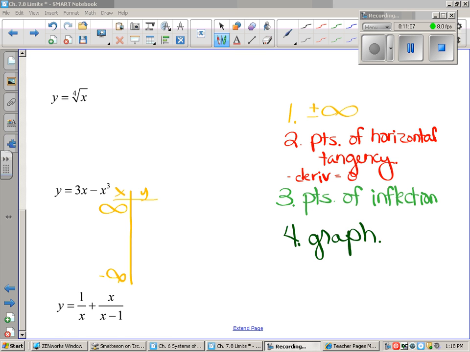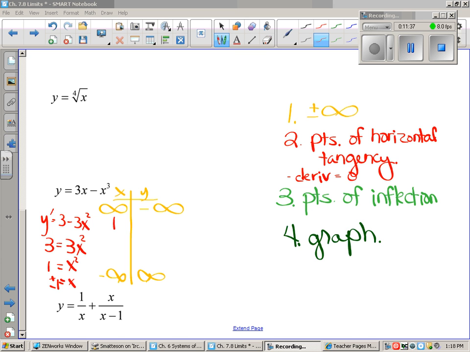If I put infinity in here, I'd have infinity minus infinity cubed, so that'd give me negative infinity. If I put negative infinity in, cubed would be negative, but the negative in front there makes that now a positive infinity. So now we're going to do the first derivative, and so y prime would be 3 minus 3x squared, and we're going to set that equal to 0, and we're going to solve that. And so I have x squared equals 1, and so x equals plus or minus 1. Please don't forget the plus or minus.